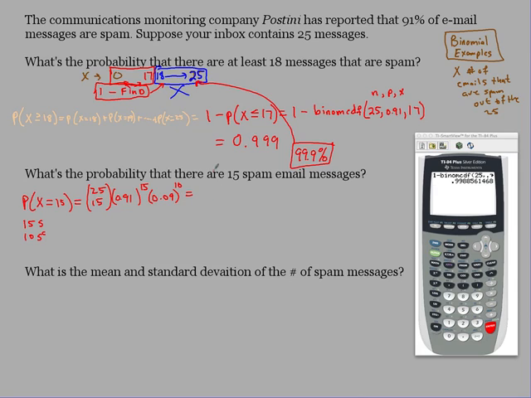Okay. So then this comes out to be, I mean, we can't do this by hand, but this right here would be binom. Now, since I'm only interested in one of them, this would be a PDF. Not interested in a lot. Here I was interested in a lot of them, 18 and up. So this would be 25. The probability is 0.91. And I'm interested in 15 of them. Okay, so let's go second vars.